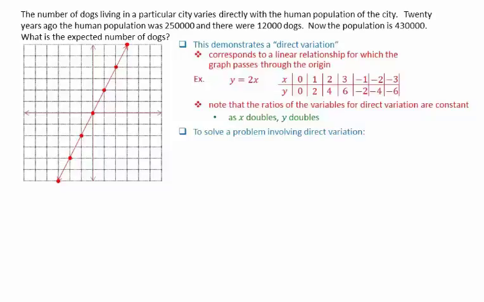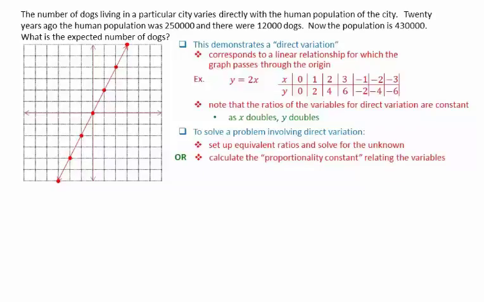To solve a problem that involves a direct variation, we can either set up equivalent ratios and then solve for the unknown by cross-multiplying, or we can calculate the proportionality constant that relates the variables to each other. This proportionality constant corresponds to the slope or steepness of the graph. We can then use the proportionality constant to solve for the unknown.